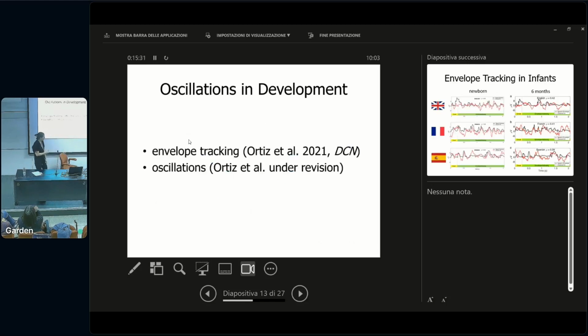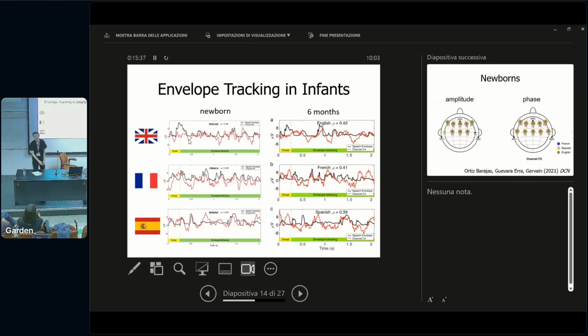Okay, so what we looked at was envelope tracking and the oscillations. So first, envelope tracking. This is, of course, cherry-picked. It's our best baby, but still. So this is data from a single baby. These are the languages, newborns, 6-month-olds, it's not the same baby. And so in black, you can see the speech envelope of a specific sentence, and in red, you can see the EEG responses. And so again, you see there is a nice match.